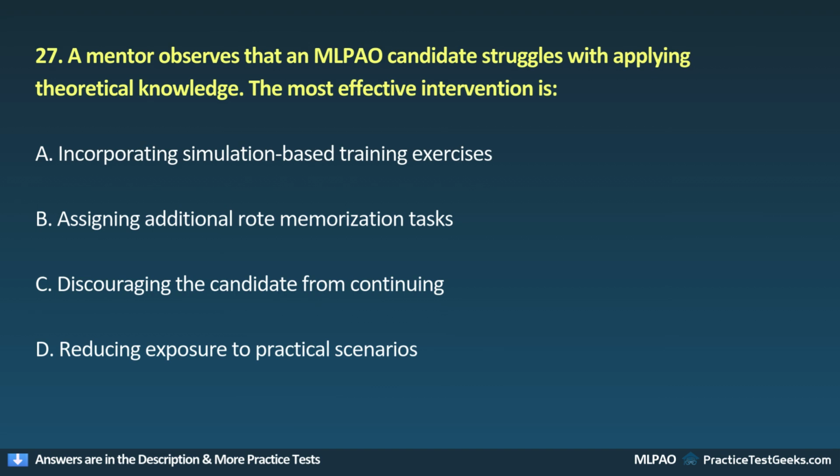27. A mentor observes that an MLPAO candidate struggles with applying theoretical knowledge. The most effective intervention is: A. Incorporating simulation-based training exercises. B. Assigning additional rote memorization tasks. C. Discouraging the candidate from continuing. D. Reducing exposure to practical scenarios.